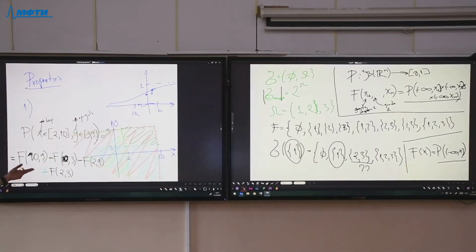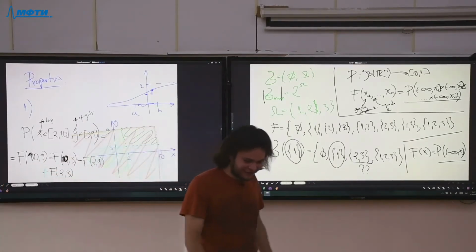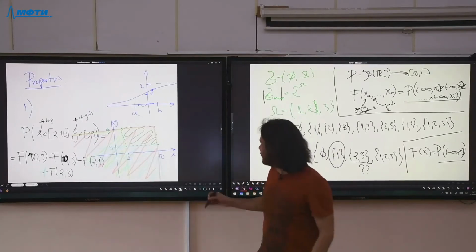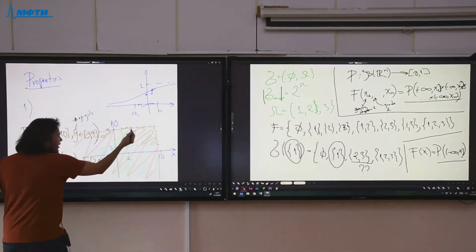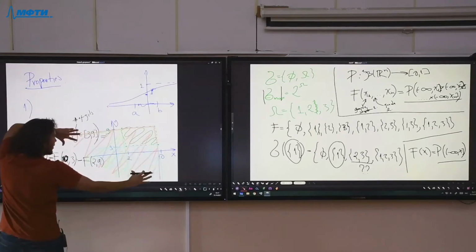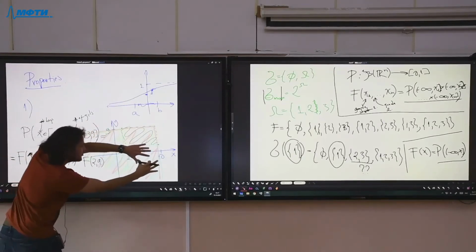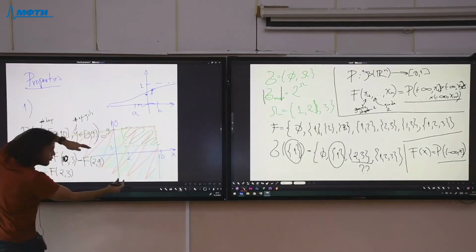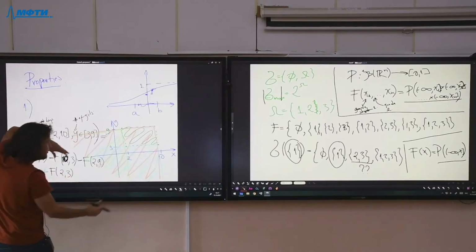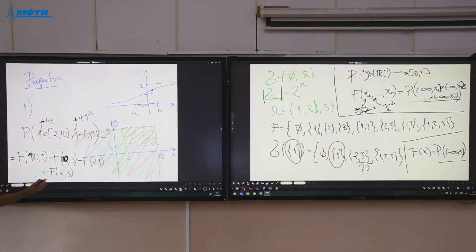So, do you see it? So if we want to find this area, we have to take all this area minus this one plus this one, because we already subtracted this two times. So this is this. So the probability that we are here is this, right?